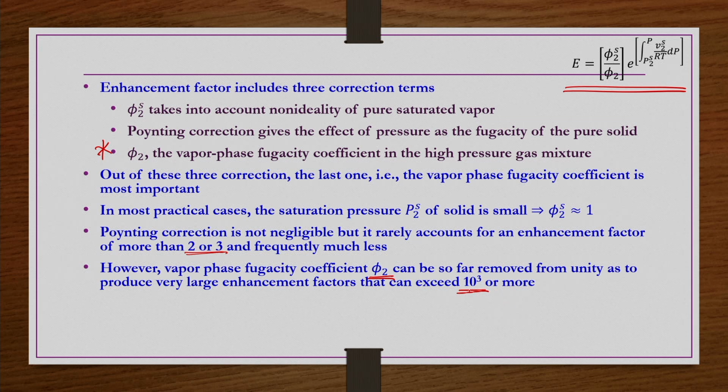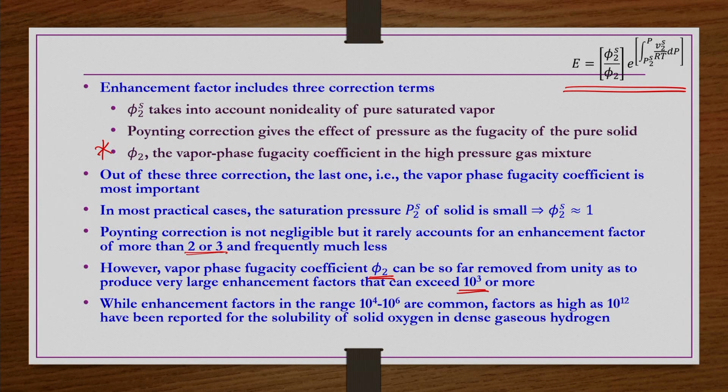It can increase the enhancement factor in the order of 10 power 3 or more, whereas the Poynting correction may increase the enhancement factor only by 2 or 3 times or even less, and Phe2S is even smaller. So Phe2S and the Poynting correction have a small effect on the enhancement factor, whereas Phe2, the vapor phase non-ideality, has a large influence and may enhance the enhancement factor up to the order of 10 power 3 or more.